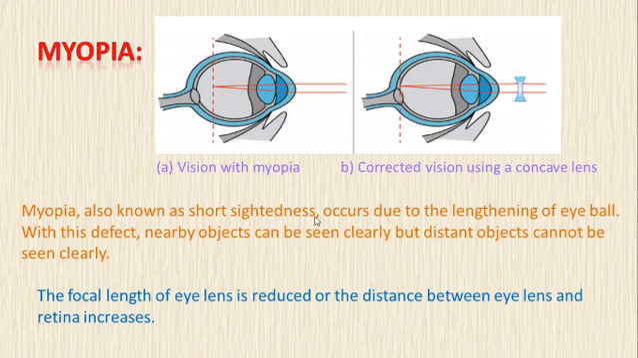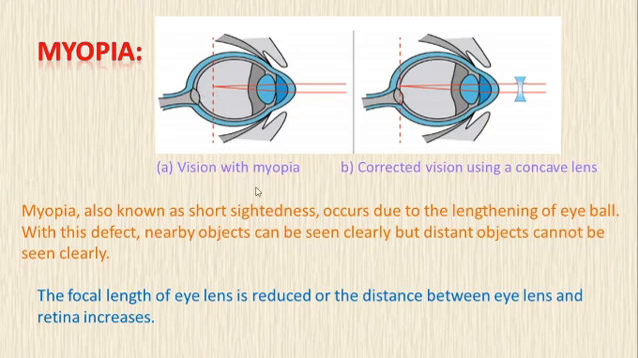Hence, the far point will not be infinity for such eyes and the far point comes closer. Due to this, the image of the distant objects is formed before the retina. You see the diagram? The light rays from the distant objects are not focused on the retina. It is before the retina.